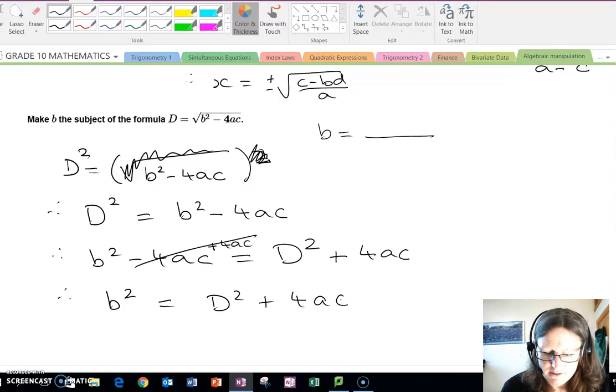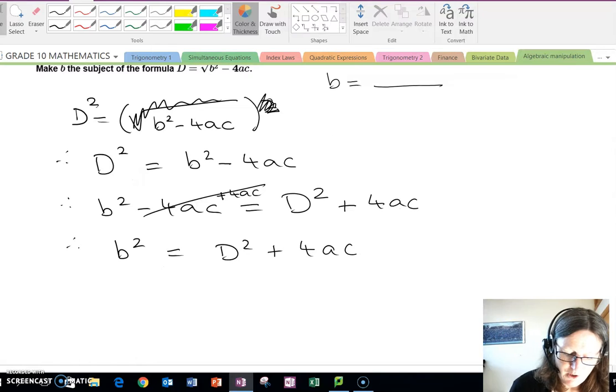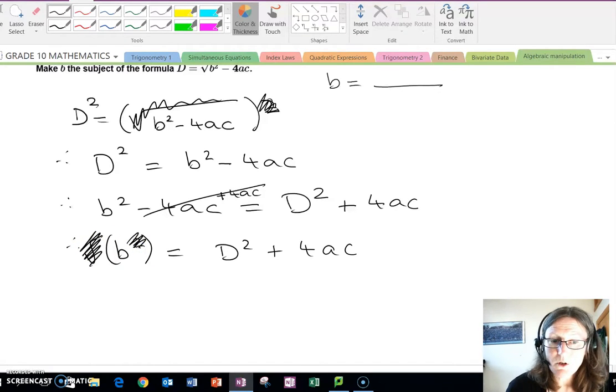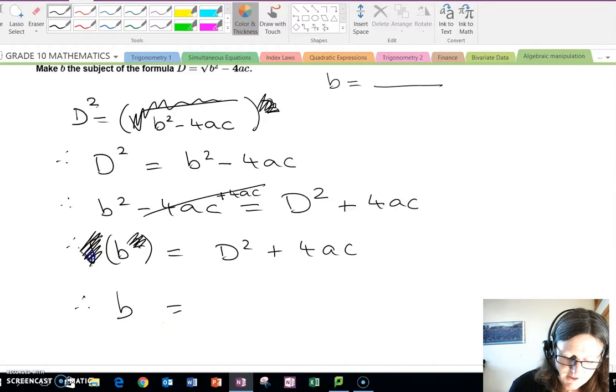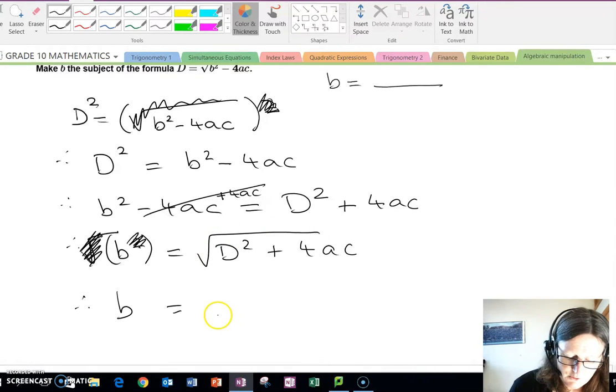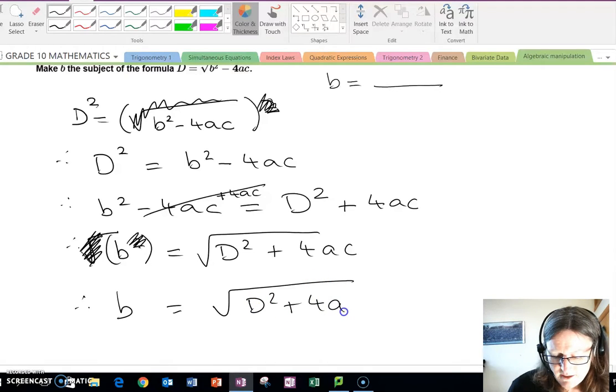Remember, I want B as the subject. So I'm going to take the square root of this side, because then square root and squared cancel and leaves me just with B, which is what I want. I've just taken the square root of this side, and that's okay as long as I take the square root of the right hand side. So B is equal to the square root of D squared plus 4AC, and just remember when you take the square root of something, there is always a positive and negative solution.